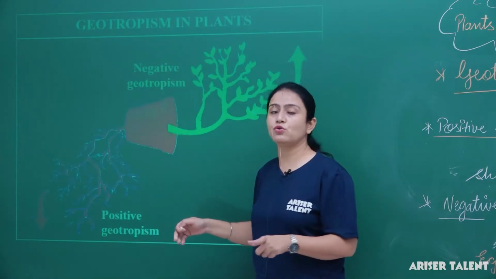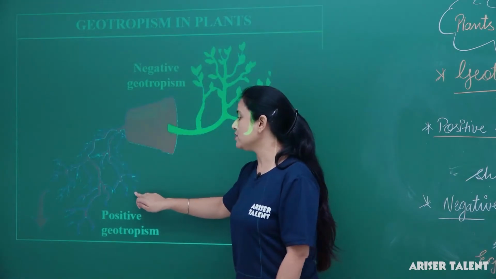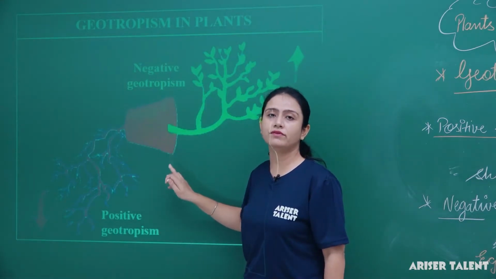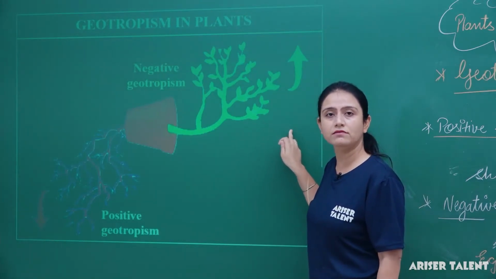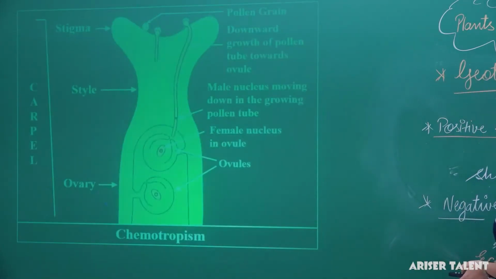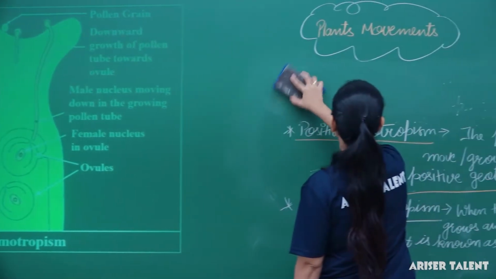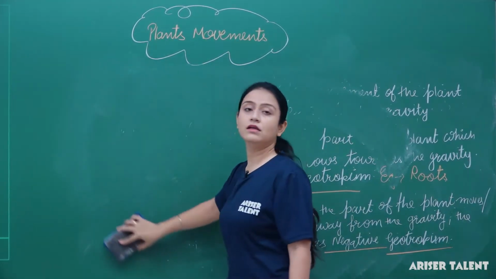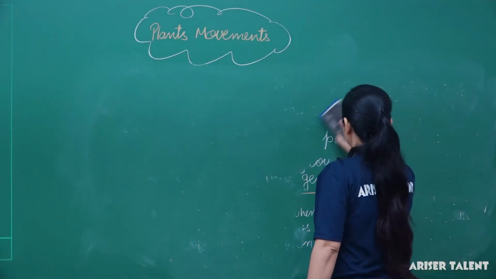So this experiment shows that the part of the plant which moves towards the gravity shows positive geotropism, like roots, and the part of the plant which moves away from the gravity shows negative geotropism. Clear? Next is chemotropism. When the movement is due to chemicals, that is chemotropism.